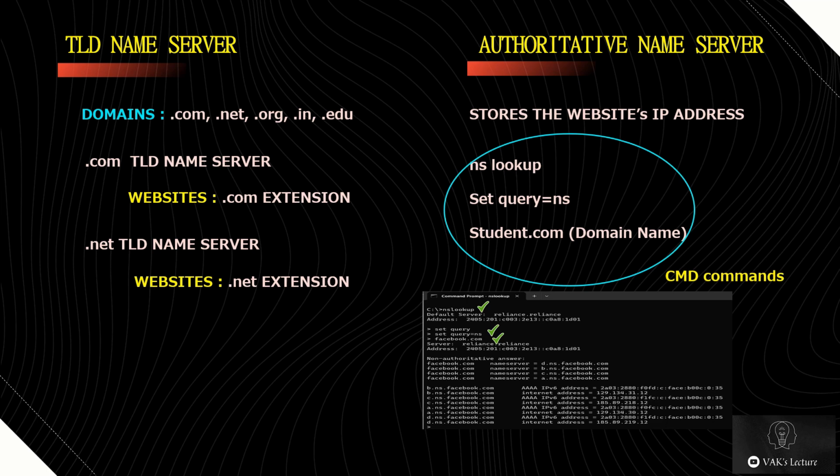So up to now, we have discussed what DNS is and the different types of DNS.